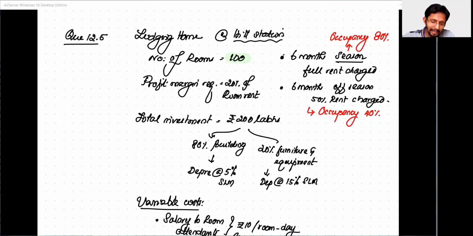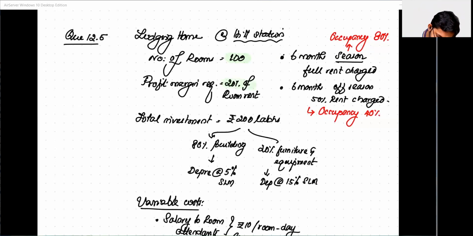So the question is that this particular property has 6 months as the seasonal period and the balance 6 months in a year as the off-season period. Okay, now what about the rent? They say that during this period, half of the full room rent is charged, which means during the off-season, they are charging only 50% of the room rent which will be charged in the seasonal period. Okay, now the management's profit margin is targeted at 20% of the room rent.